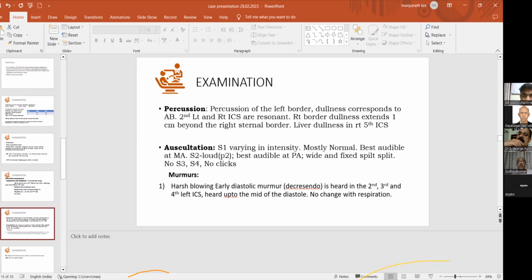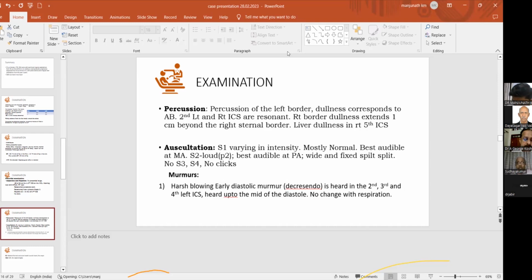So if you say early diastolic murmur, it has to be a hypertensive PR, or it can rarely be due to an aortic regurgitation. Even in a cyanotic heart disease, for example, tetralogy of Fallot in adults, they can have EDM secondary to aortic regurgitation because the aortic root dilates. Okay, so my comments about this.